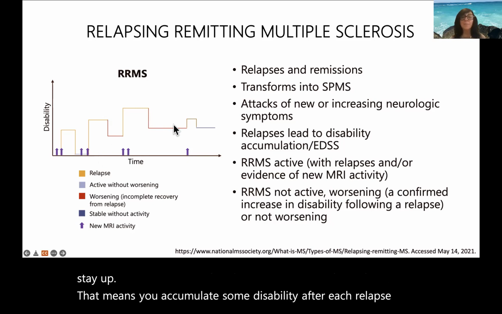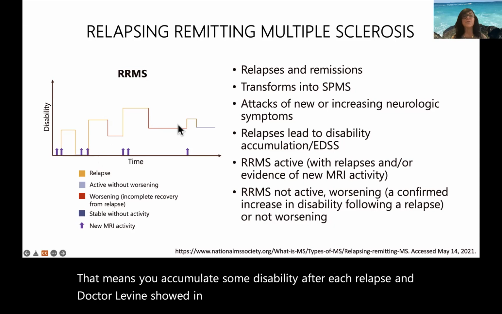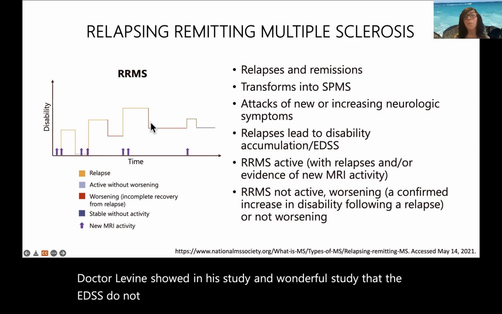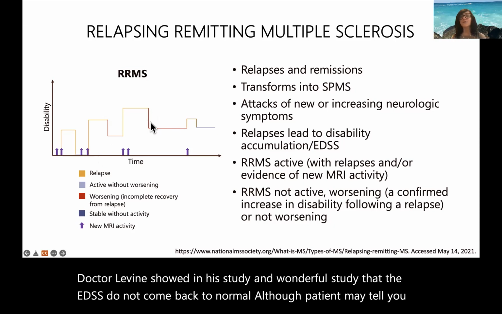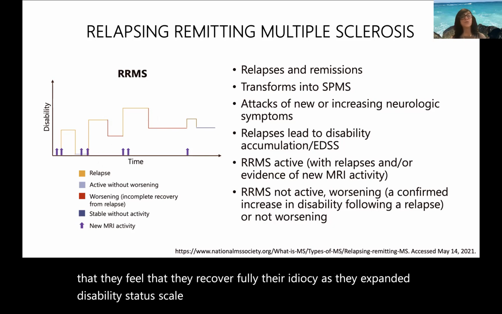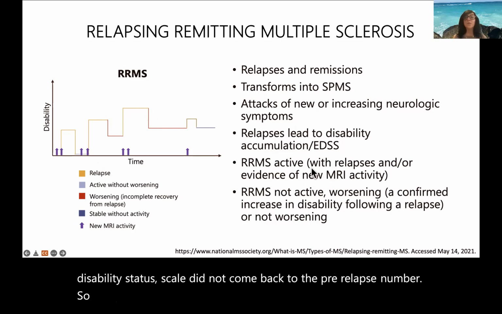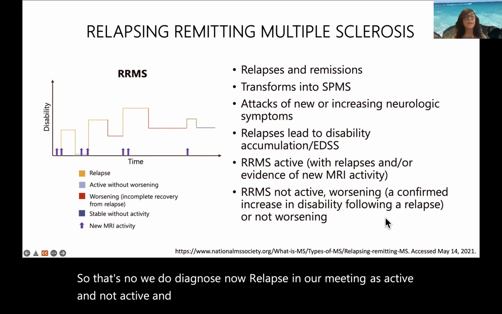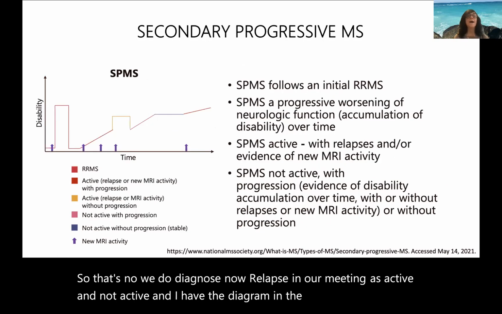And Dr. Lublin showed in a wonderful study that the EDSS does not come back to normal. Although patients may tell you that they feel they recovered fully, the EDSS, the Expanded Disability Status Scale, did not come back to the pre-relapse number. So we now diagnose relapsing-remitting MS as active and not active, and I have the diagram at the end to talk about that.